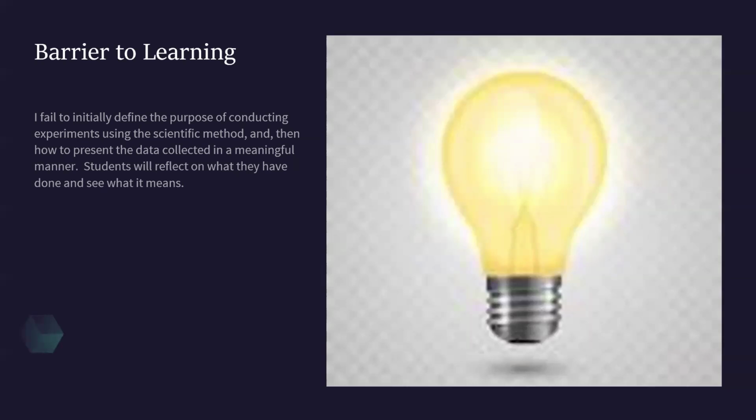So how did I come up with a learning barrier to identify? The key learning barrier that I found was the fact that students, when we put a graph in front of them, don't know what to do with it. So what I'm focusing on deals with my failure to adequately define the rationale behind the reason for presenting laboratory data in a manner that is understandable to others.